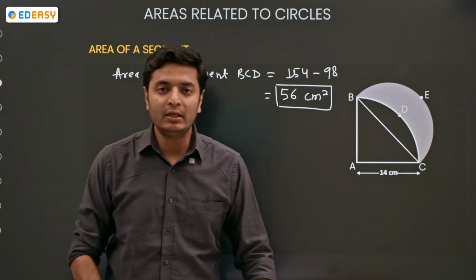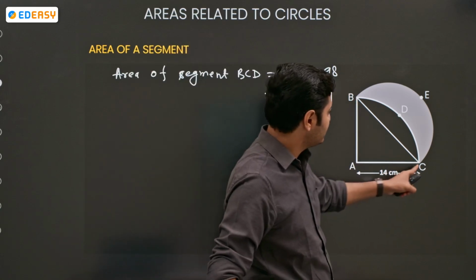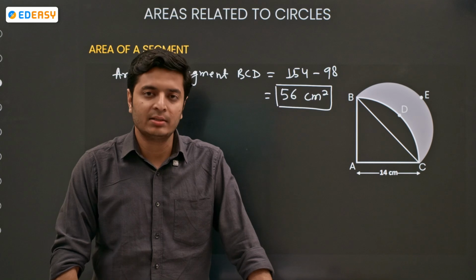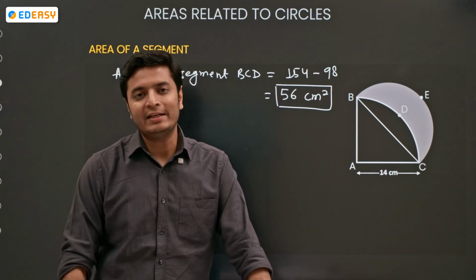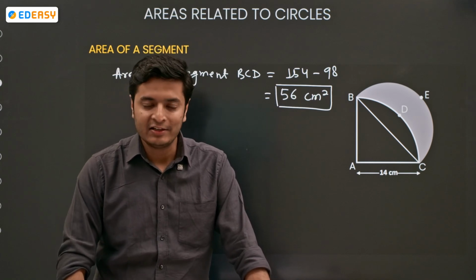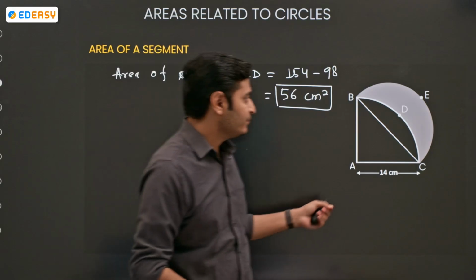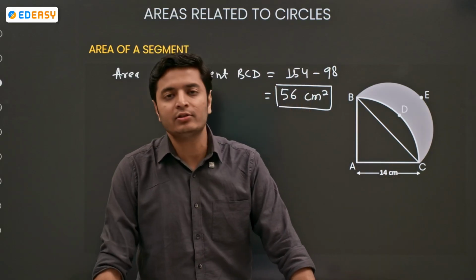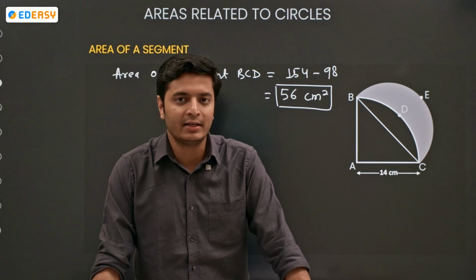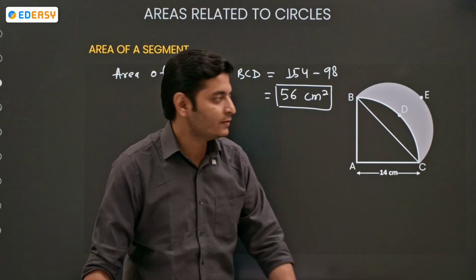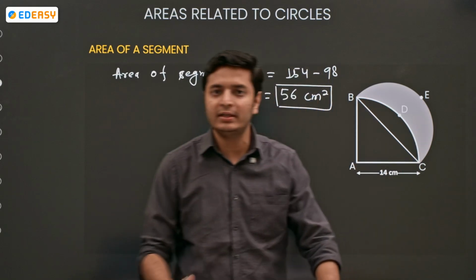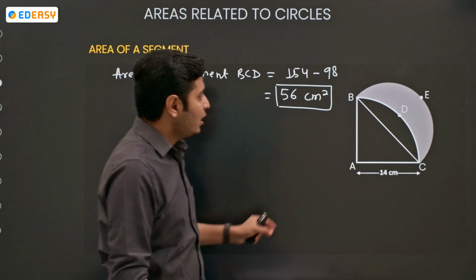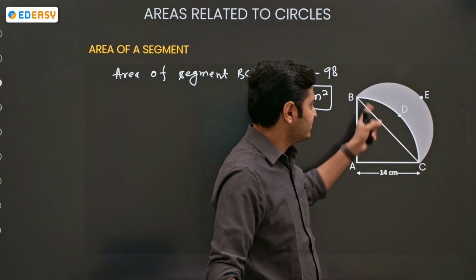Now we need the area of this semicircle BCE. But to find the area of this semicircle, we must know the value of the radius, correct? We don't know the radius value. Okay, the angle we know, that is 180. Or even if the angle value is not known to us, it is given that it is a semicircle. So the area of this semicircle will be half of the area of the whole circle, correct? So pi r square by 2. Now, how to find the radius of this semicircle?